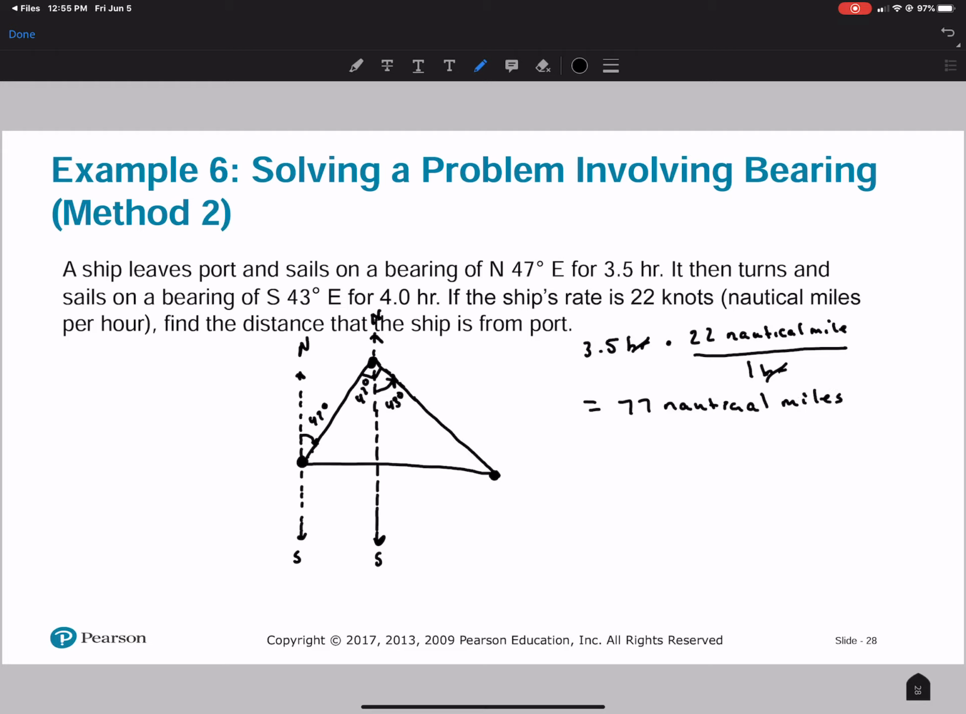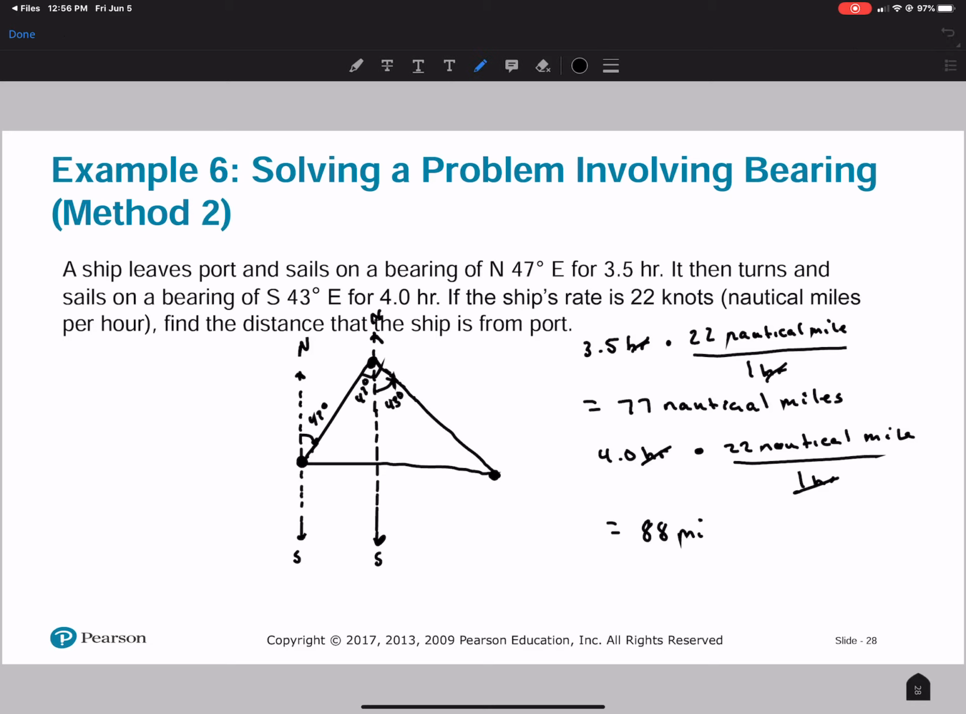And I'm going to do the same thing with the other one. I'm going to get 4.0 hours, and I'm going to multiply it times my 22 nautical miles per hour. And what happens is the unit goes away. That's what I'm doing there. Therefore, when I do that math, it should give me what? 88 miles. And that just gives me the distance.